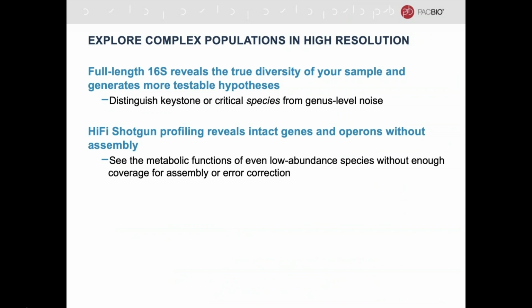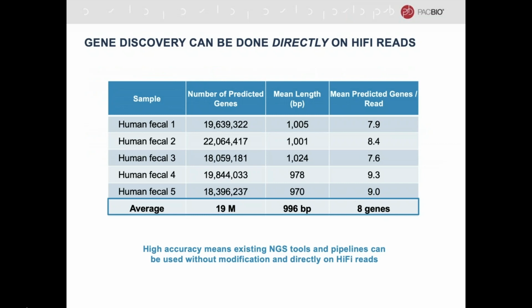The next approach, if you're interested in looking at complex populations, is to do shotgun profiling. And the real value here is that with PacBio reads, they're going to be on average 10 kb with our HiFi data approach. And with a 10 kb read that's at a Q20 and above accuracy, you're actually going to be able to get a predicted 8 genes per read itself.